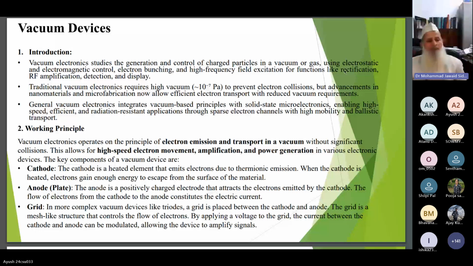So the grid is one of the very important electrodes, you can say, which is used in the triode to amplify the signal. In more complex vacuum devices like triodes, a grid is placed between the cathode and anode. The grid is a mesh-like surface that controls the flow of electrons. By applying a voltage to the grid, the current between cathode and anode can be modulated, allowing the device to amplify the signal. So basically, it's similar to your BJT, which has three terminals: emitter, base, and collector. Similarly, the triode has three electrodes: cathode, anode, and grid.